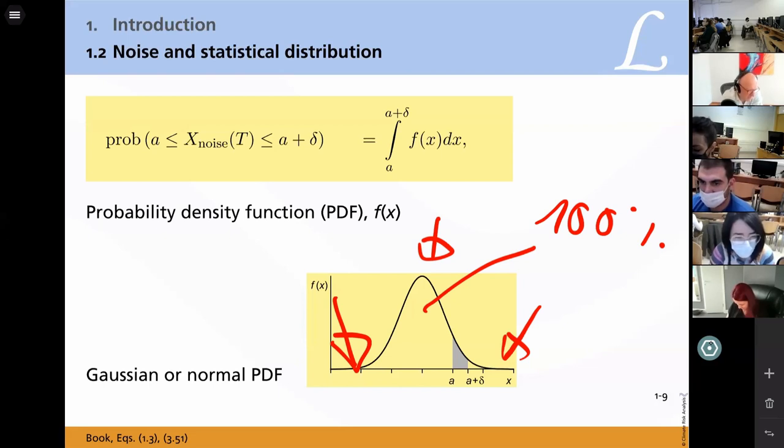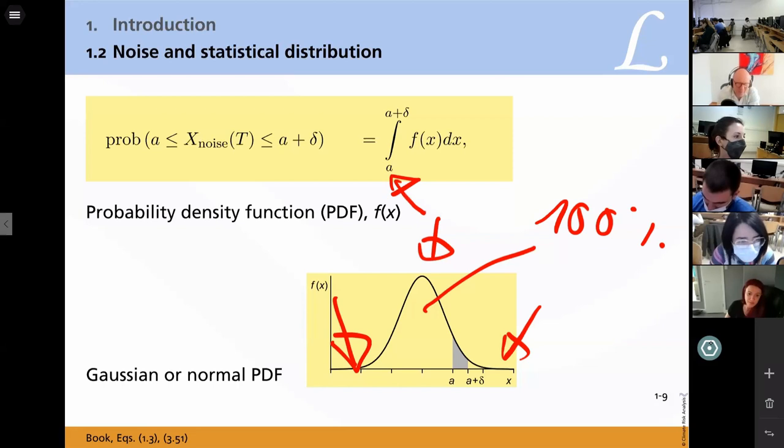And the shaded area here is the probability for observing a variable x between a and a plus delta. This is therefore the area under the curve. You had in school, in your mathematics lessons, or maybe in university, the area under the curve, which is called the integral. So this is the figure here, and this is the formula here. The integral gives you the probability for observing a certain value.